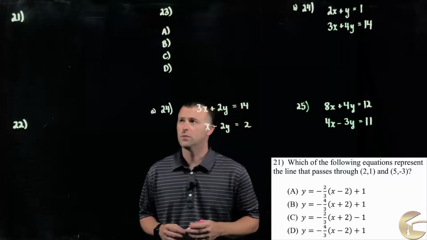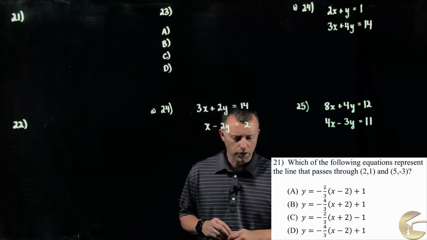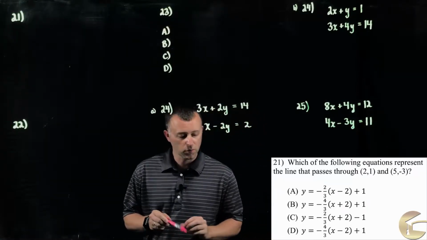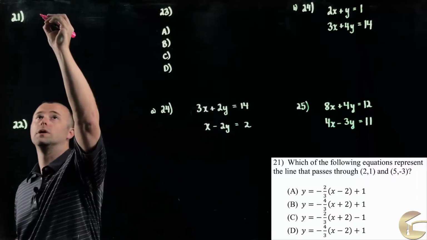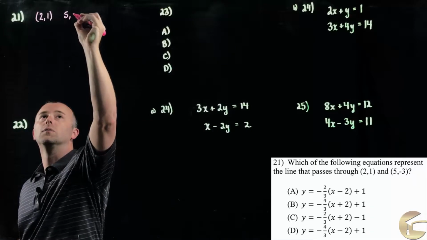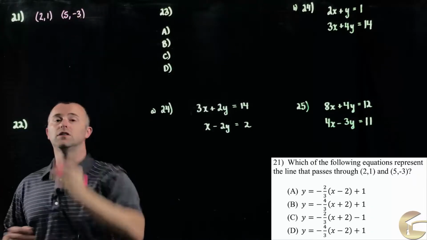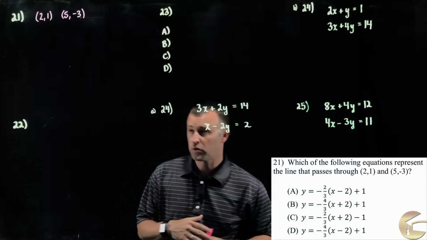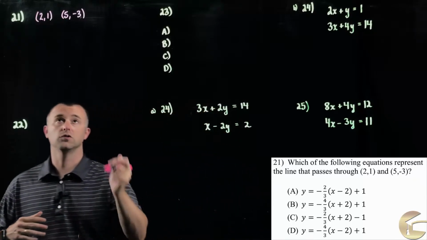All right, moving on to number 21. It says, which of the following equations represents the line that passes through the following 2 points? So we have the points 2, 1 and 5, negative 3. So when you see two points, your first step should be to find the slope. That's what we went over when we talked about slope. So that's where I'm going to start here. I'm going to find the slope between these 2 points.